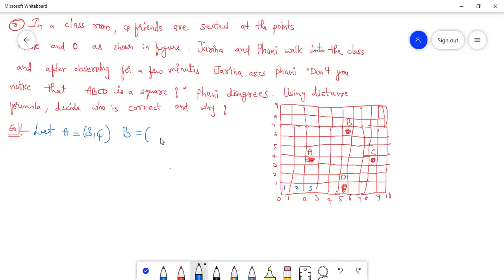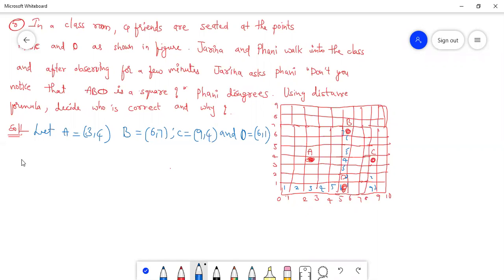Similarly, B point is (6, 7). Why? Because it is 4, 5, this is 6, and it is 1, 2, 3, 4, 5, 6, 7. So (6, 7). And C is equal to, it's 9, 1, 2, 3, 4. So C point is (9, 4) and D point is (6, 1). These are the positions of the seating of A, B, C, D persons.